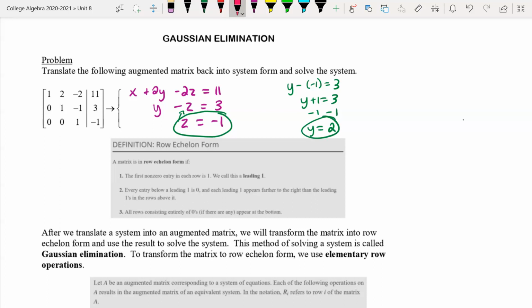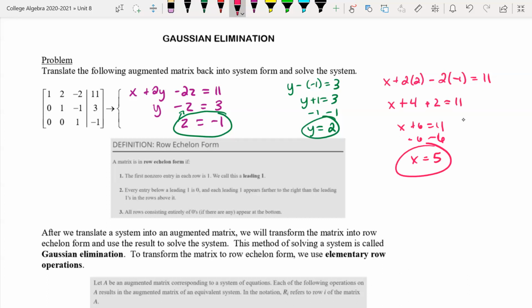So then the last one, I know z and y, so I can plug it in. So I'm going to have x plus 2 times 2 minus 2 times -1 equals 11. So x plus 4 plus 2 equals 11. X plus 6 equals 11. Subtract 6. X is 5. So now you have solved for the system. You know it's 5, 2, -1.